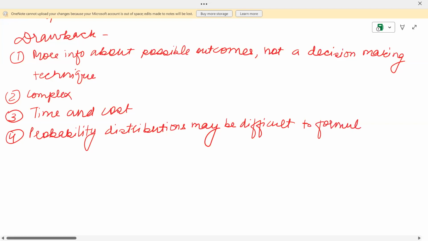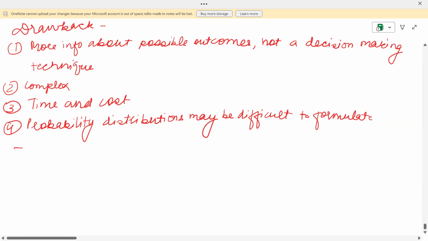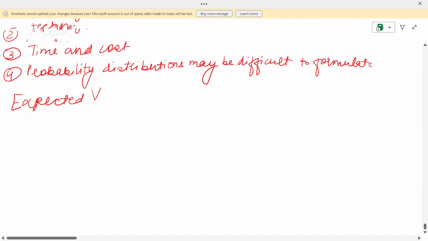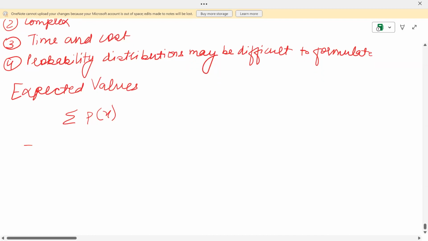So this is what we talk about the simulation. Now we move on to the next concept, which is expected values. Expected values is the sum of all the weighted averages of all possible outcomes. So all probabilities multiplied by the outcomes, and the sum of all of these will give you the expected value. You can also note down that this is useful for risk neutral decision makers.